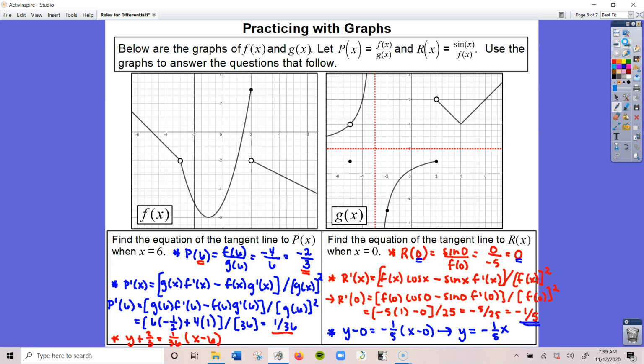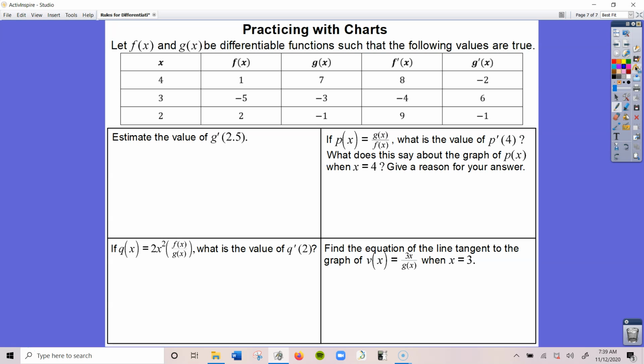Now we're going to go ahead and look at some charts. So here we have a chart of f of x, g of x, f prime of x, and g prime of x. And the first part here says to estimate the value of g prime of 2.5. Now, although this has nothing to do with the quotient rule, it's always good to review previous material.